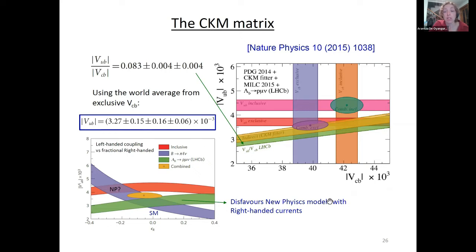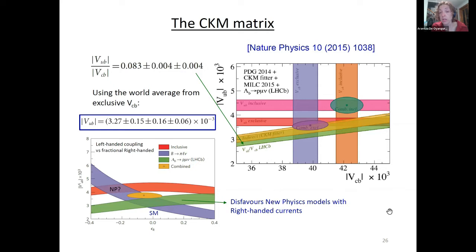What happens, and what is in fact the present status, and it has been like that for a long time, I would say 20 years already, is that we have a problem when we compare exclusive and inclusive measurements. It is probably coming from the theoretical description, how the inclusive and the exclusive ways are described.